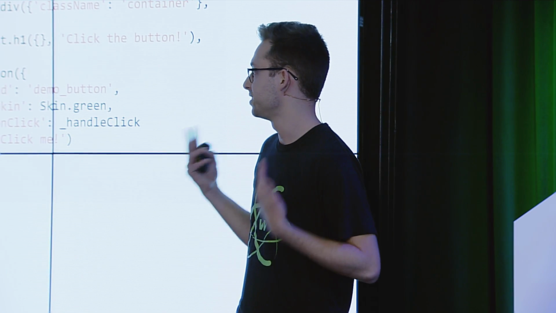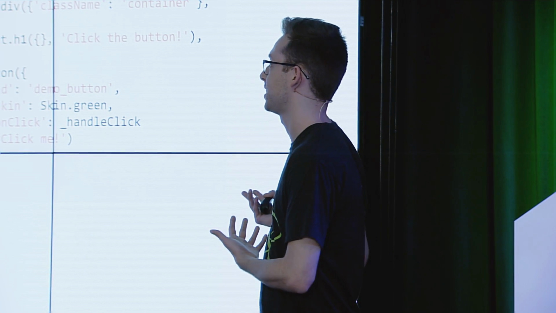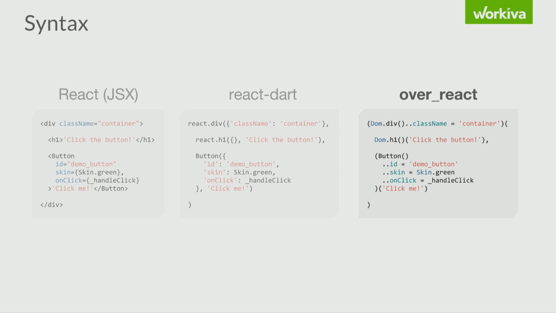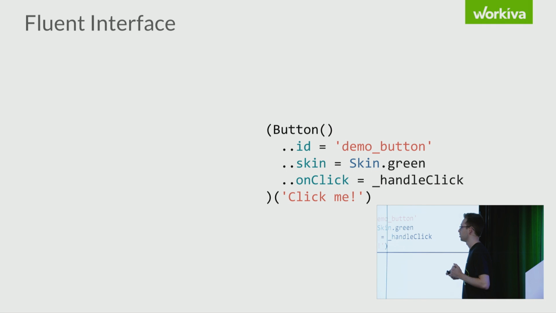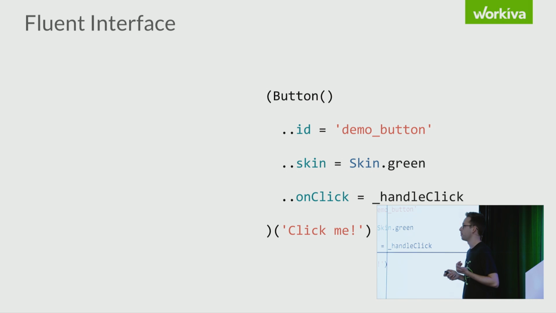And so we've seen the syntax of JSX, and we've seen the syntax of React Dart. Now here is the syntax of Overreact. You can see it has the same basic structure where you're nesting components within each other, and you're specifying these key value pairs, but it looks quite a bit different. So let's focus in on this one specific example, break it down, and see what's actually going on here.